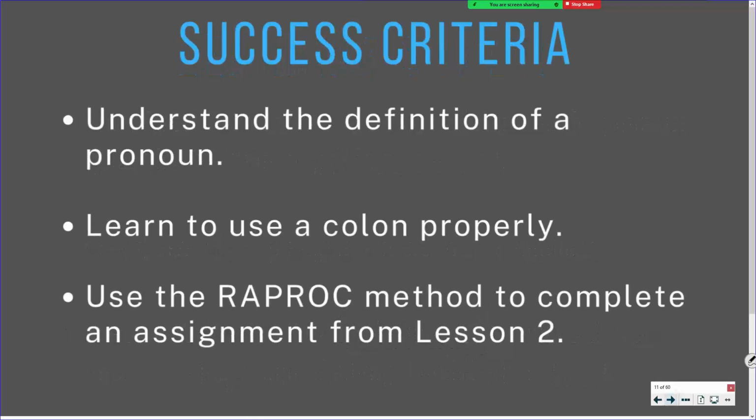And if we're successful, we will understand the definition of a pronoun. We will learn how to use a colon properly, and we will use the rap rock method to complete an assignment from Lesson 2. So if you watch this lesson, and if you can do these 3 things, then that's success. So it's important to find success every day in our lives.